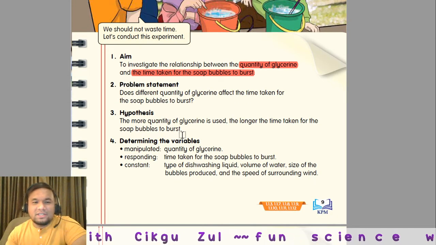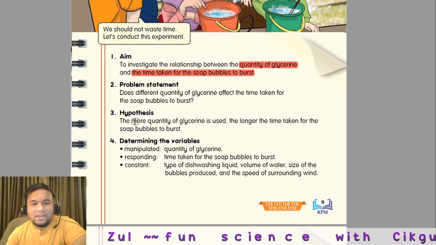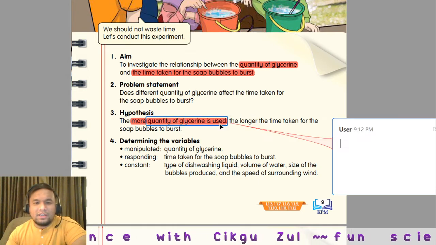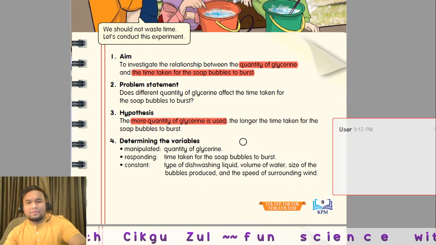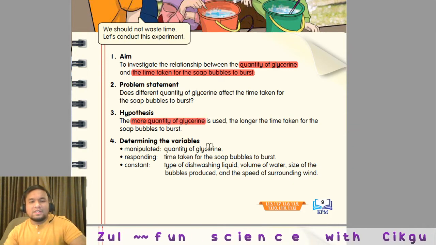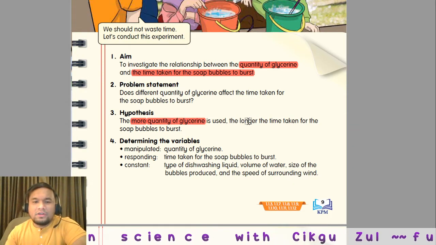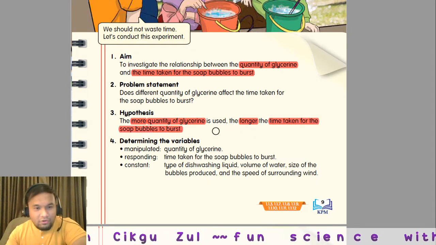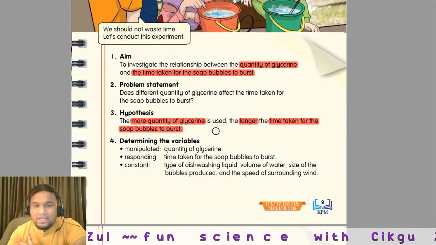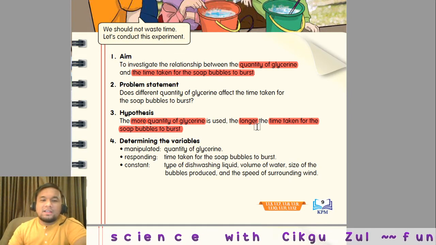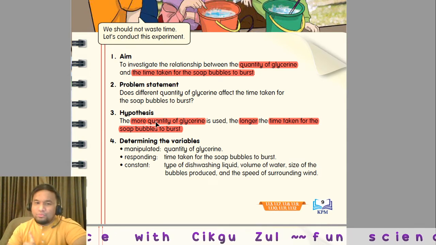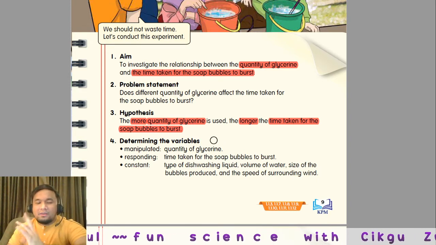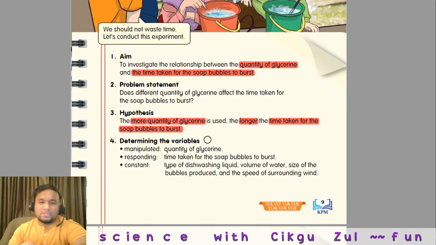Okay, so hypothesis. The more quantity, okay, cikgu nak highlight, the more quantity of glycerin is used. So, back one more time. Okay, the more quantity of glycerin is used, the longer the time taken for the soap bubbles to burst. Is it right or not? We have yet to decide. Kita belum tahu lagi. Sekarang ni kita dah nampak ada hipotesis, kesimpulan awal. Dia kata bila kita guna banyak glycerin, maka dia akan mengambil lebih lama masa untuk pecah.